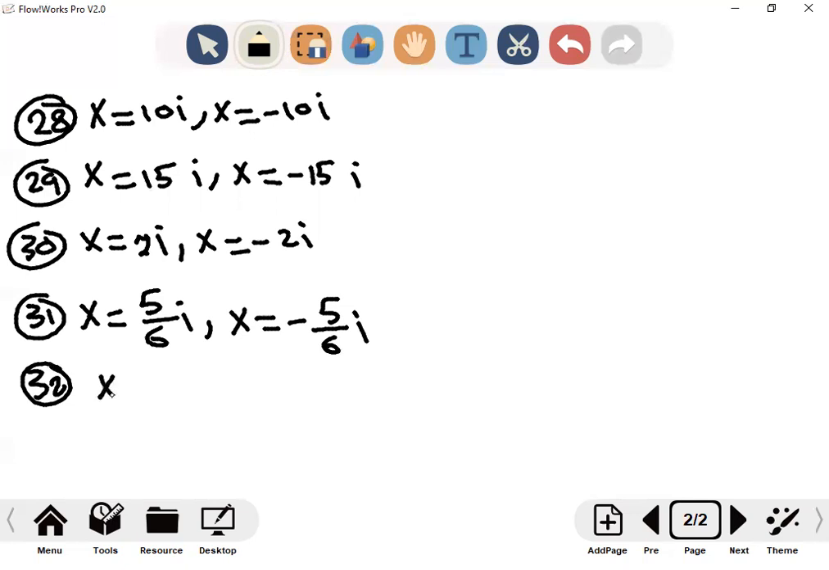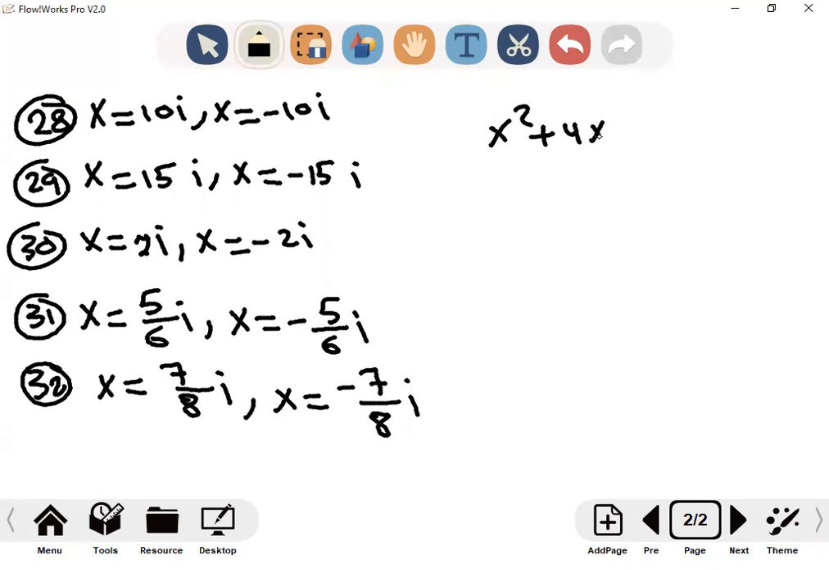x equals 7 over 8i, and x equals negative 7 over 8i. Okay. Now, Mr. Zaid, what you asked me about yesterday, something like x power 2 plus 4x plus 4 equals 0, something similar to this idea.